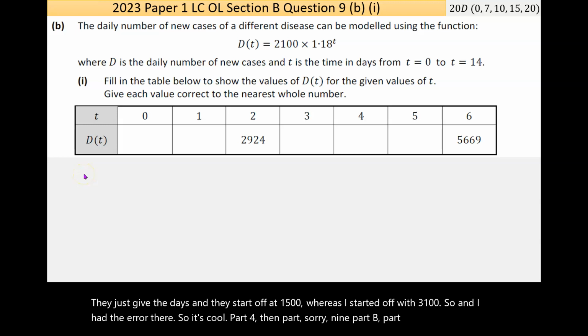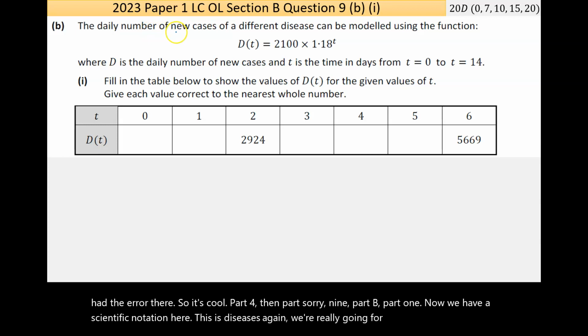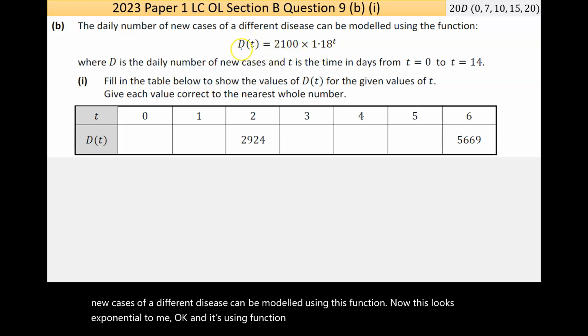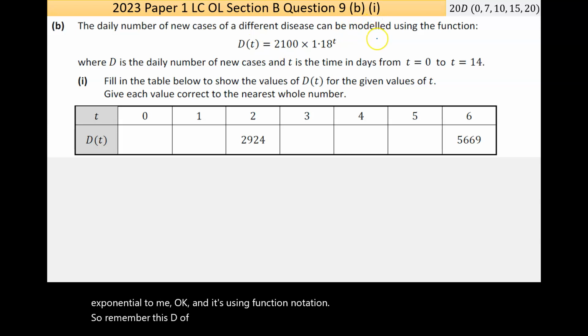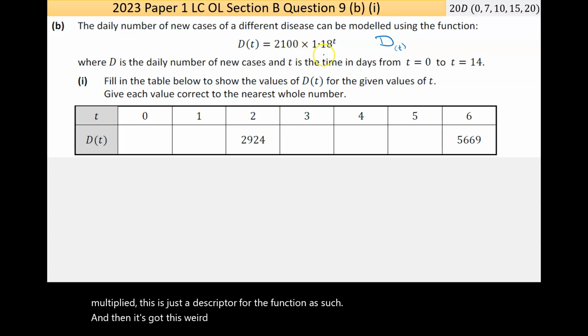Part 4, then question 9, part B, part 1. Now we have scientific notation here. This is diseases again. We're really going for it. The daily number of new cases of a different disease can be modeled using this function. Now this looks exponential to me, and it's using function notation. So remember, this D of t is the same thing as D with a lowercase t. It's not that they're multiplied. This is just a descriptor for the function. It was not quadratic, it'll be exponential.